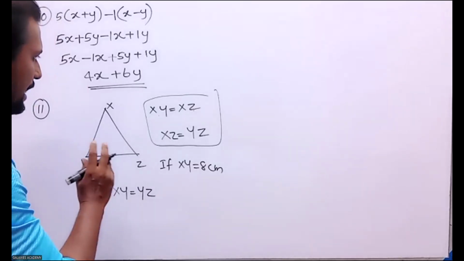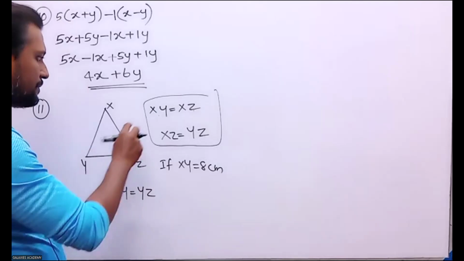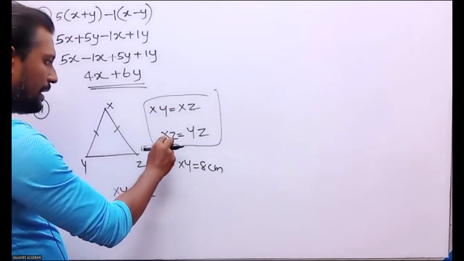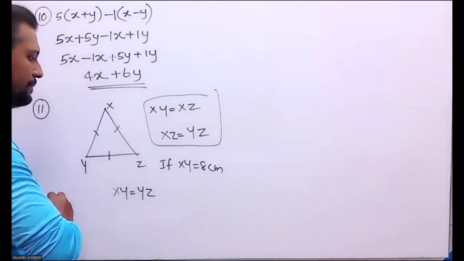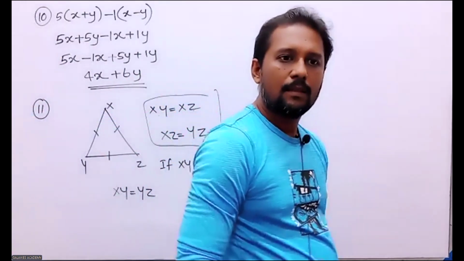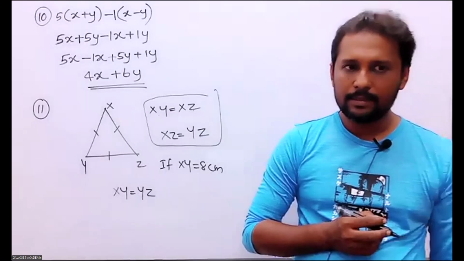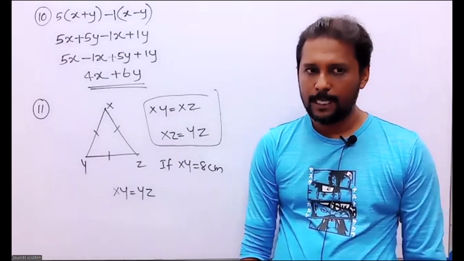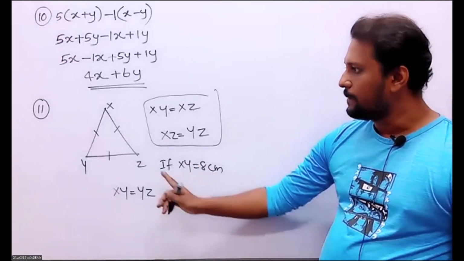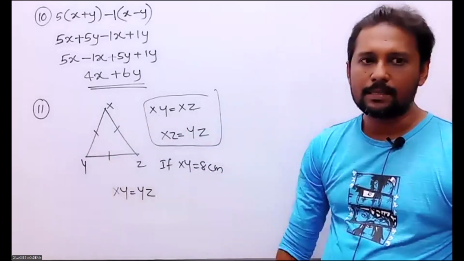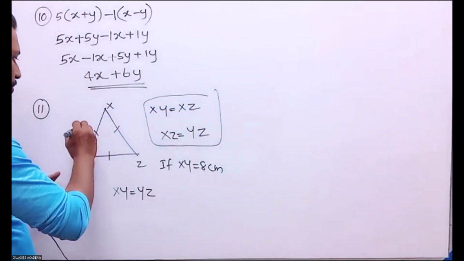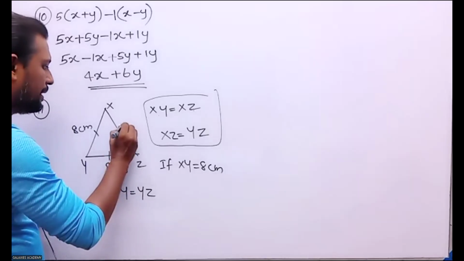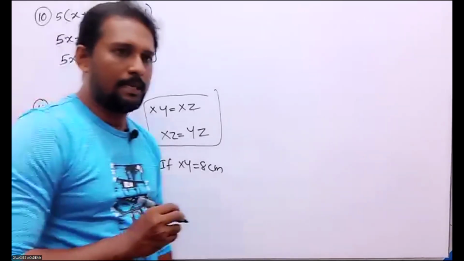Right? That means, how about this triangle? Xy equal xz, and also xz equal to yz. So which type of this triangle? It should be an equilateral triangle. That means all sides are equal of this triangle, right? Then the side length given xy, this side given 8 centimeters. So according to the equilateral triangle here, other all sides should be 8 centimeters, right?